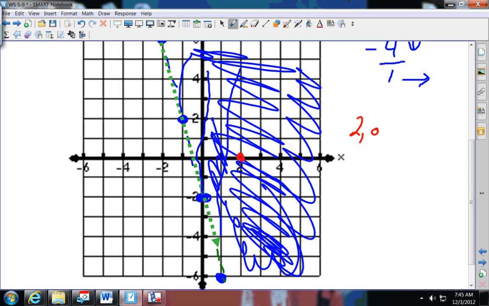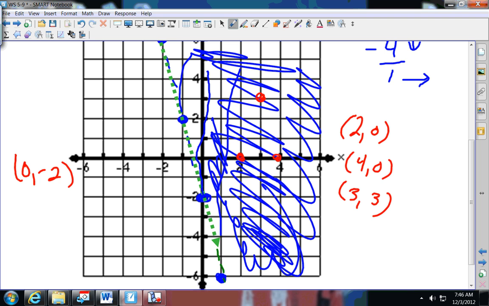So I have (2, 0), (4, 0), (3, 1), (2, 3). Now, what about (0, -2)? Is that a solution? Why not? It's not in the shaded area. It's on the boundary line. The boundary line does not say equal to. This is not a solution. For this to be a solution, it would have to be a solid line.